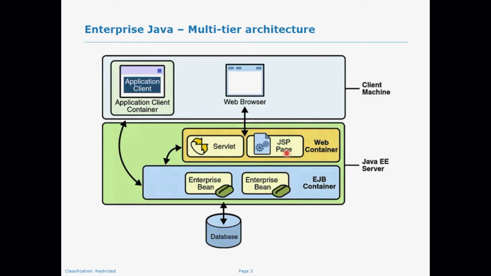The other one would be to split your Servlets and JSP, move them into another server called the web server, and your EJBs onto another server, which is more of your application server. So that is the second option in which you can design the architecture of your application.